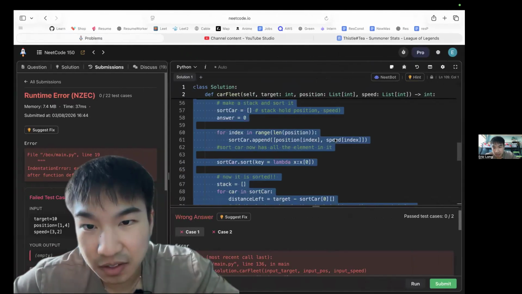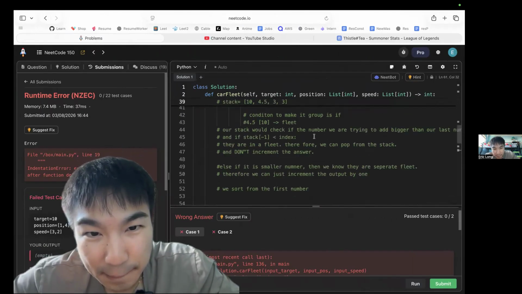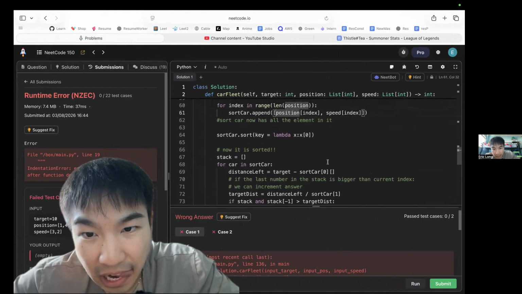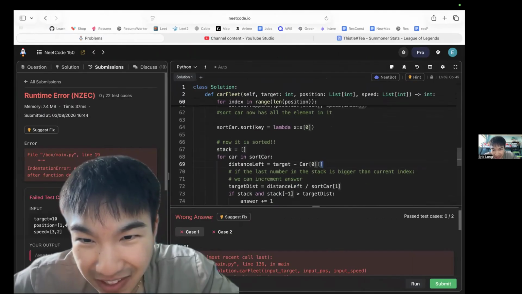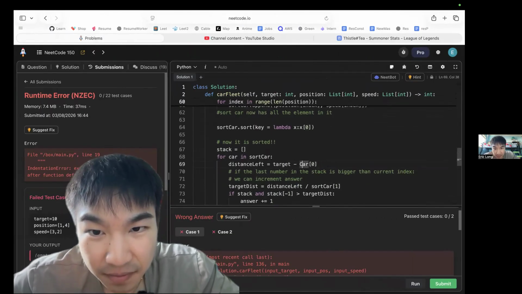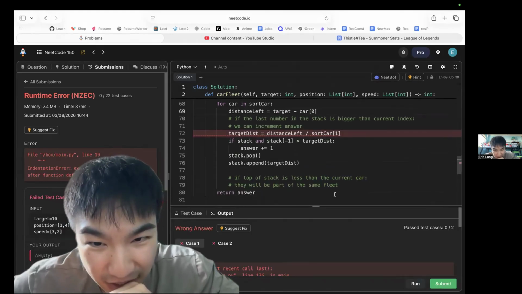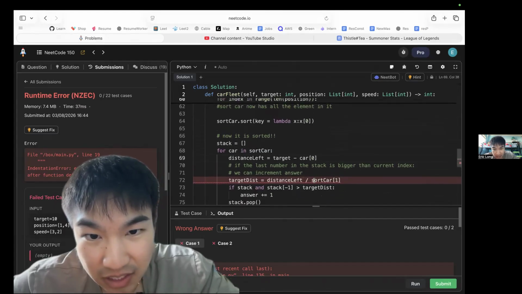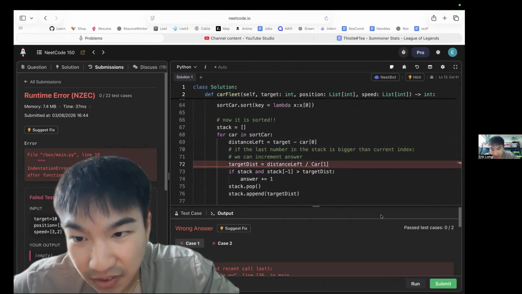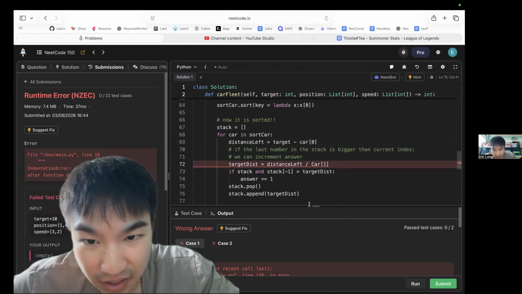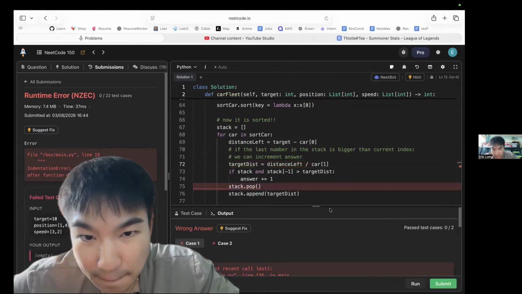Oh, car zero. Oh, okay, I see. We use car zero, not sorted car. Okay, I think this should run now. Oh, we got another error. It's sort car. Actually, we don't use sort car. We go ahead and just use regular car. Try running that right there. Okay, now target distance. Yeah, we meant to use lowercase car and stack pop.